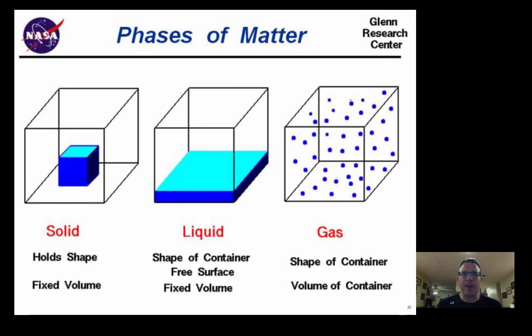So remember, when we're doing our labs, we want to remember how to calculate our mass and our volume. That way we can be very accurate when we're calculating our densities.